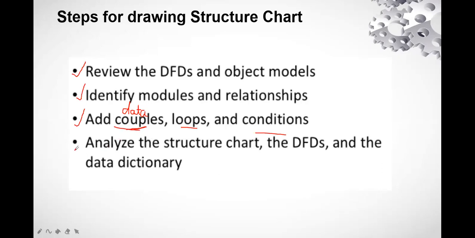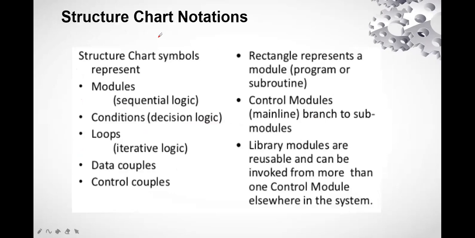Now, next thing is we need to analyze the structure, that is the structure chart, the DFDs and the data dictionaries. The main aim is we need to review the DFDs, identify the modules and relationships, and add what? Couples, loops, and conditions, right? In any type of diagram, we need to understand the notations used for that particular specification. Here we are talking about the structure chart, so we are working on the notations of the structure chart.